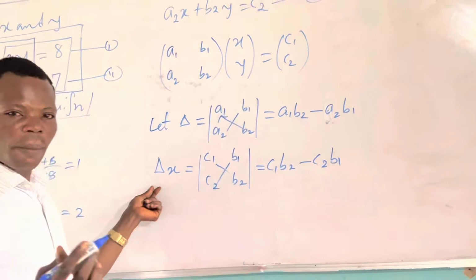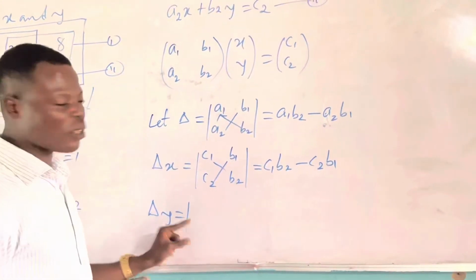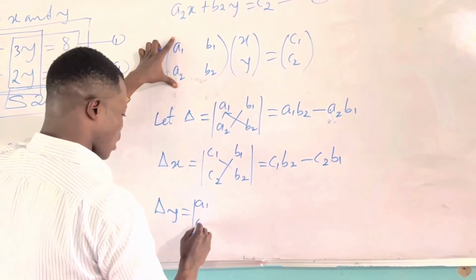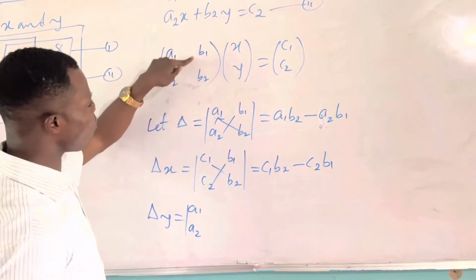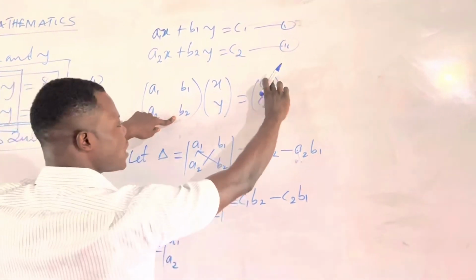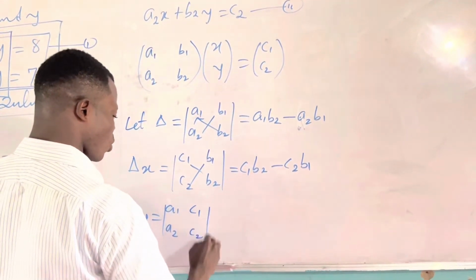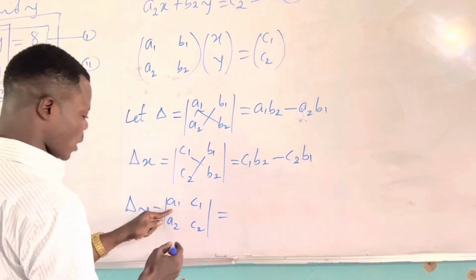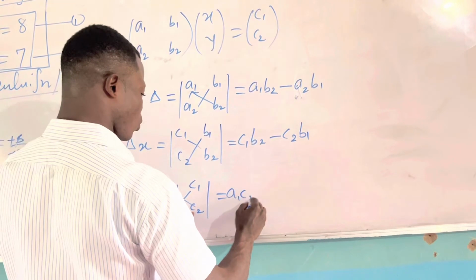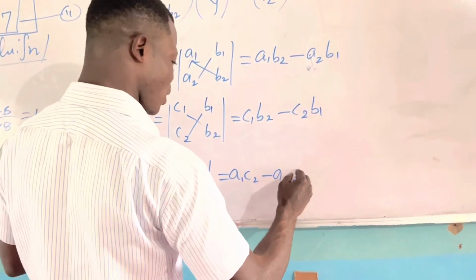So we find the determinant of y as well. To find the determinant of y, the coefficients of x will remain as A1, A2. The coefficients of y in equation 1 and 2 will be replaced by the constant terms. We are going to have C1 and C2. When you find the determinant, this will give us A1, C2 minus A2, C1.